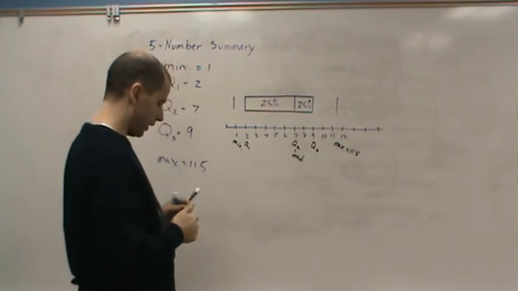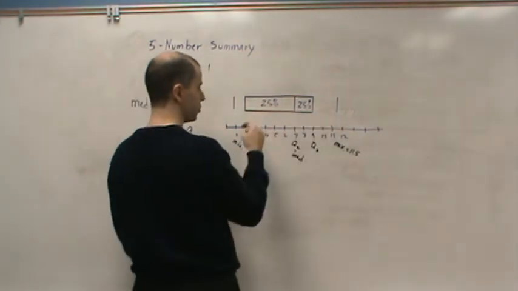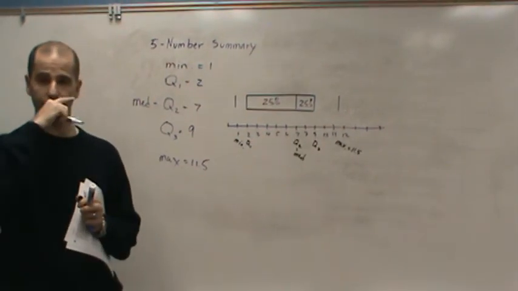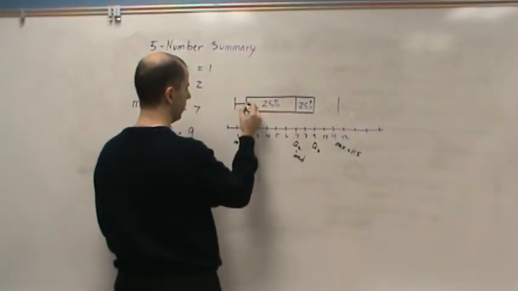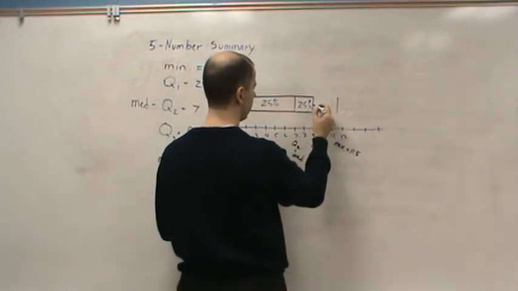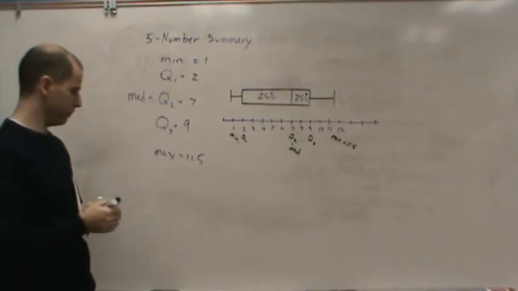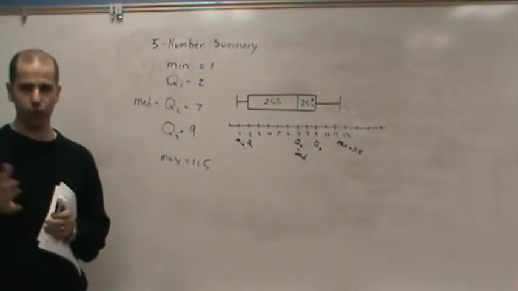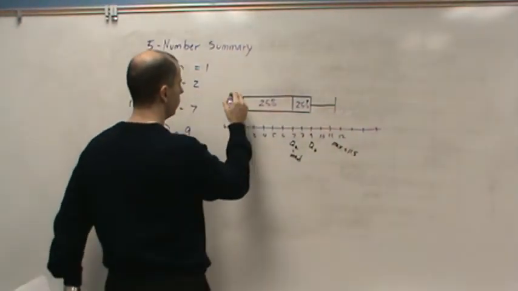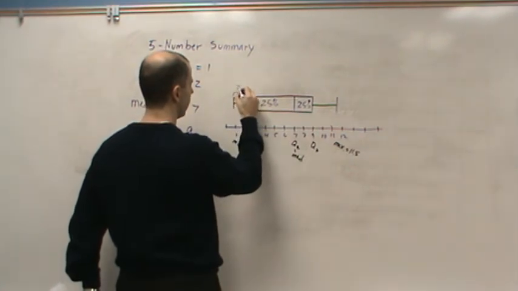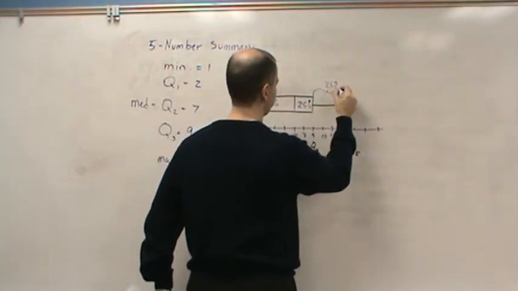Now, what am I going to do? I'm going to connect the outside lines to the box with another horizontal line and make the whiskers. So I go from the middle of this line all the way to here, and from the middle of this line all the way here. And I'm done. That's it. I'm just using different colors to show you, but you don't use different colors. What do I also know? From here to here is 25%, and from here to here is 25%.